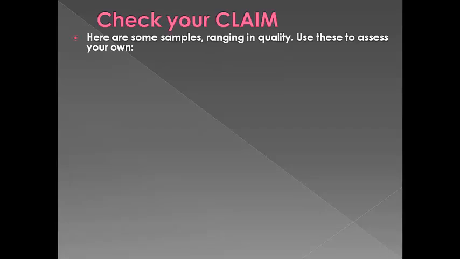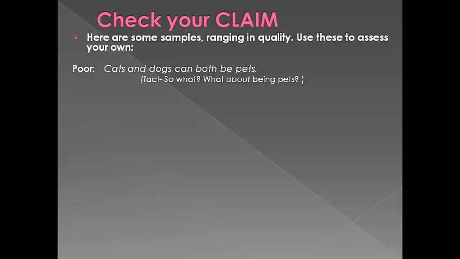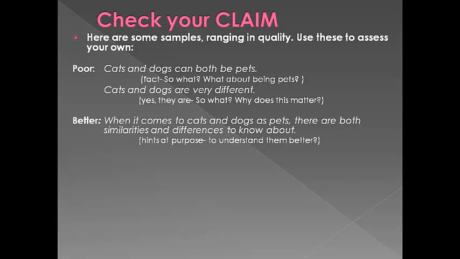So let's take a look at some examples so you can see how yours measure up. Now this is a poor example. It says cats and dogs can both be pets. Well, we already know that. You're really not giving me any kind of insight, and it's just a factual statement, and this is not a claim. The second one, cats and dogs are very different. Now, you're kind of making a claim, but pretty much people would say, well, yes, they are. What is your point there? This is not helpful.